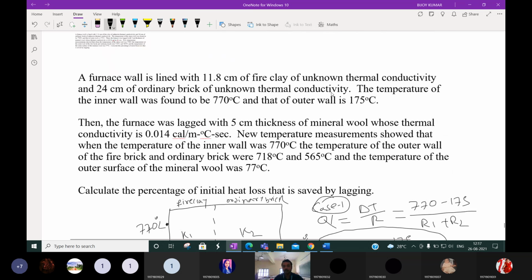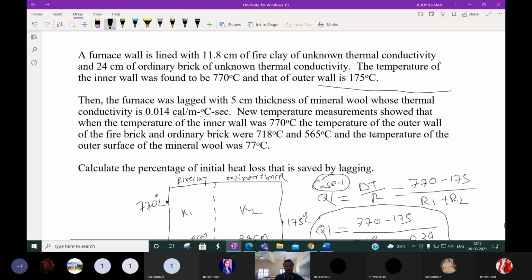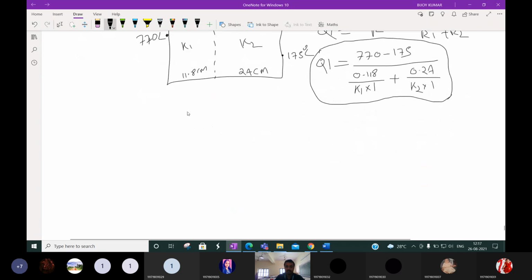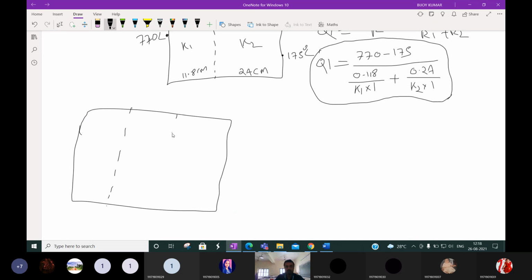In this problem, after we solve up to this, the question was further there. Please read it. After these 2 walls, the furnace wall was laid with 5 centimeter thickness of mineral wool. It means after this observation, the industry people, previously 2 walls were there.